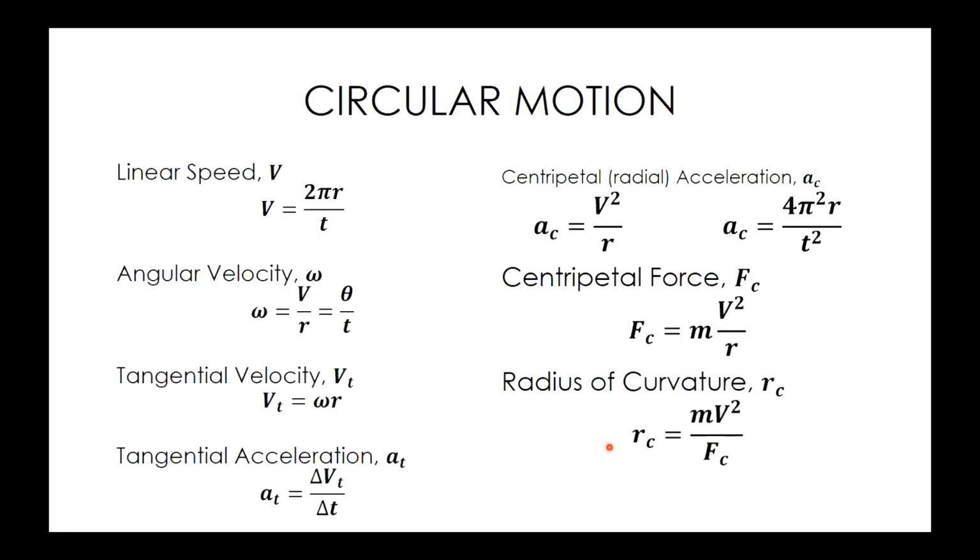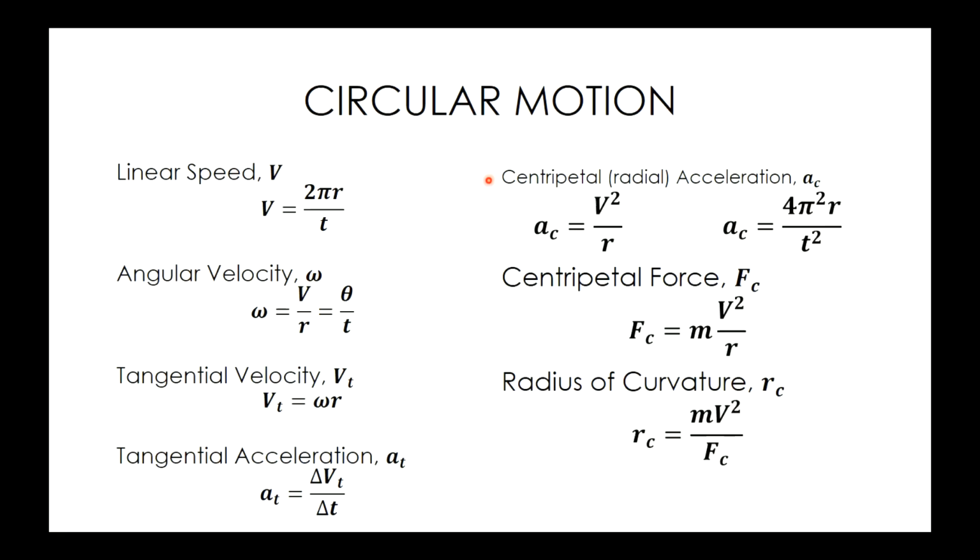Now, to summarize all the formulas for circular motion, again, we have the linear speed: V is equal to 2 pi r over t. Angular velocity omega: omega is equal to V over r or theta over t. Tangential velocity V sub t will be equal to omega times r. And then tangential acceleration A sub t is equal to delta V sub t over delta t.